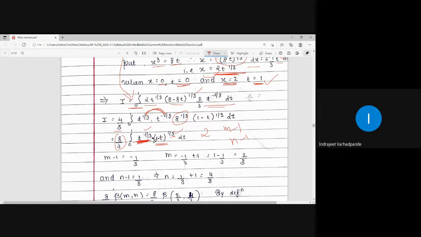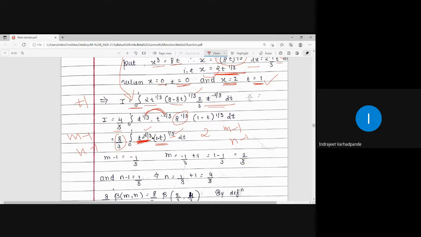Minus 1 by 3. As I told you in the previous classes also, whenever we were trying to simplify the definition for the gamma function, as I am required to have the values m minus 1 or n minus 1, whatever is the power available, just add 1 to it so that you get a proper number with which you can split it into the form m minus 1 or n minus 1.